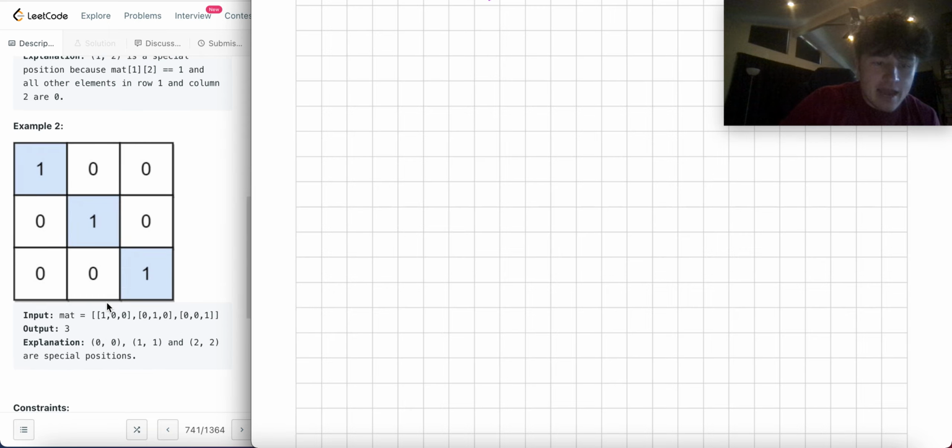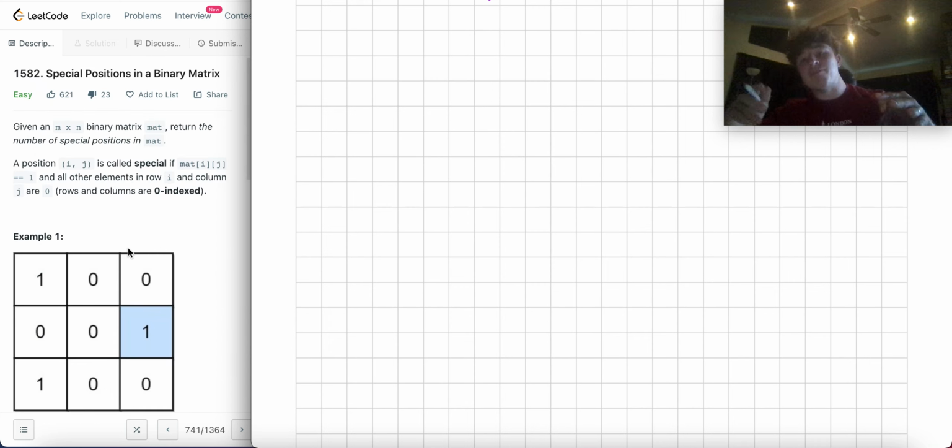Okay? Now, when we look at this problem, look at that. We have the identity matrix. This isn't linear algebra. This one is special because it's the only one in this column and the only one in this row. And this one is special because it's the only one in this column and the only one in this row. And so is this one.